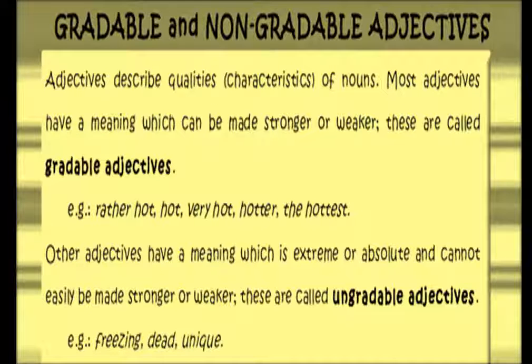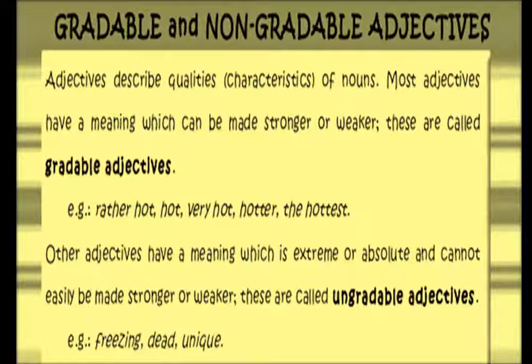Another word is given for the absolute and cannot easily be made stronger or weaker. These are called ungradable adjectives. That is known as the non-gradable, also we can say. That means these adjectives have an absolute meaning, an exact meaning we can say, but they cannot easily be made stronger or weaker. For example, it is given freezing, dead, and unique.